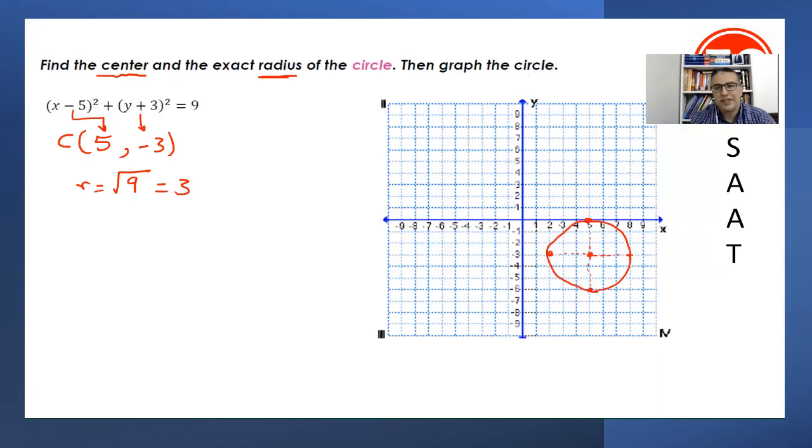And we can notice that the x-axis is a tangent to this circle. So the center is (5, negative 3). Don't forget that they changed the sign. If it's negative, it becomes positive. If it's positive, it becomes negative. So the center is (5, negative 3). The radius is equal to 3.